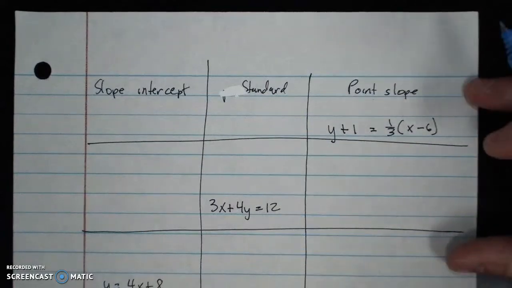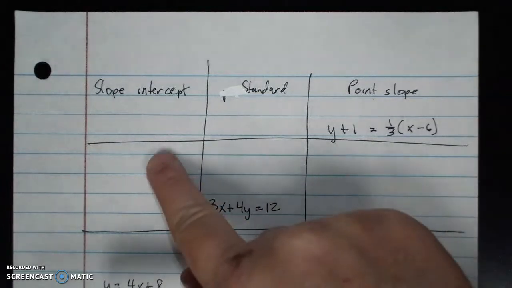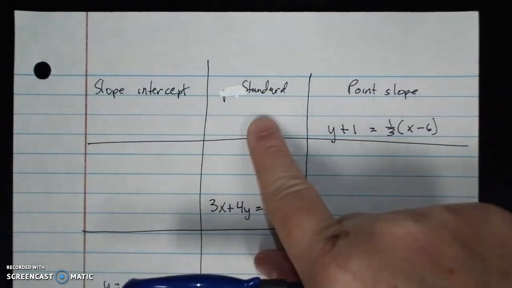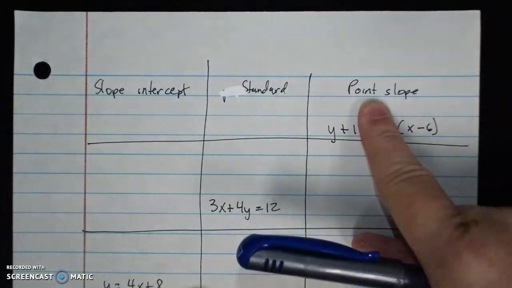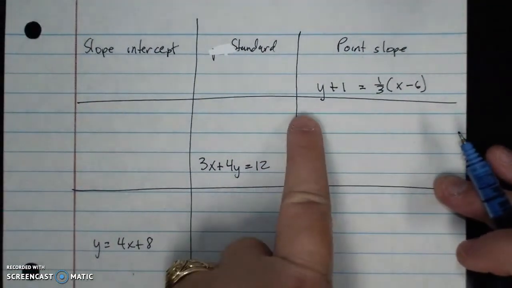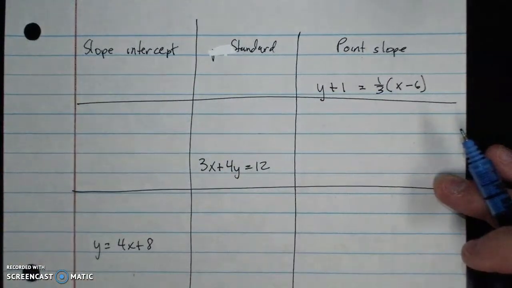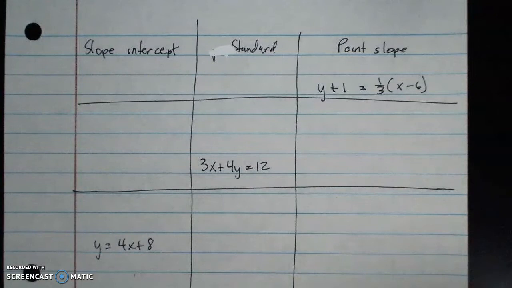Good morning. This is an activity that you will be doing today. You will have a chart that says slope-intercept, standard, point slope. You will be given one and required to manipulate this to get either one of these. So I'm going to go through an example of each.